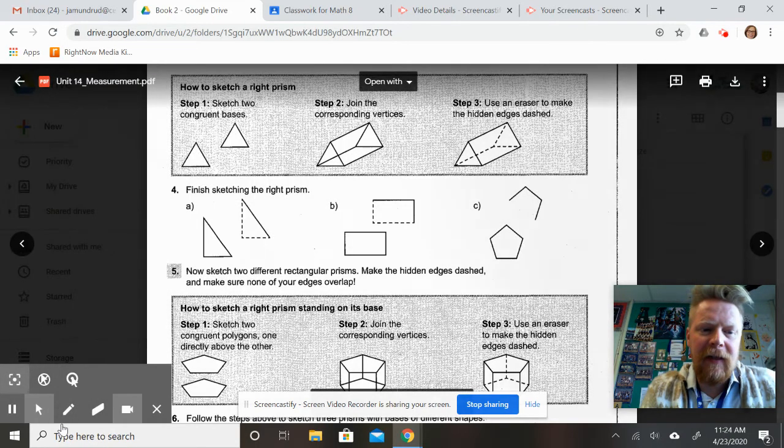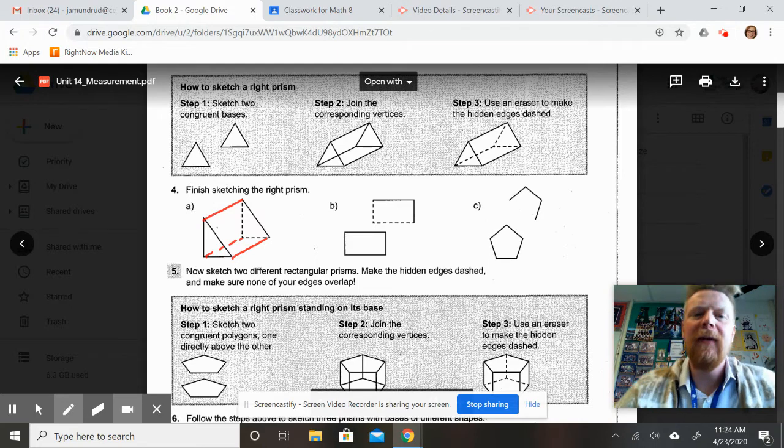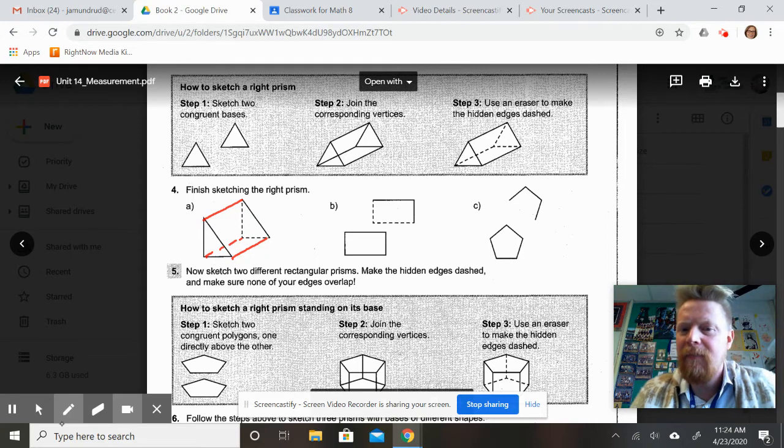So I'm going to give that a go here. Now I don't have a ruler tool, but I would suggest using a ruler. I'm just going to draw my lines between the corresponding points here. Now this one here in the backside would be hidden. So let's draw that in, dot it. Okay, so that's all we have to do to draw the right prism for a triangular right prism. Go ahead, do the rectangular right prism and the pentagonal right prism.